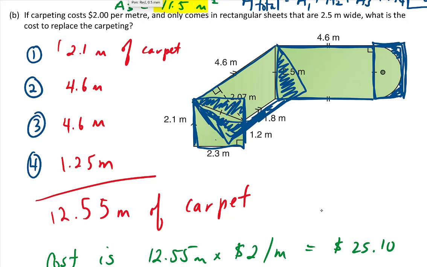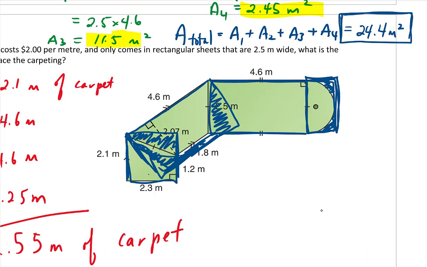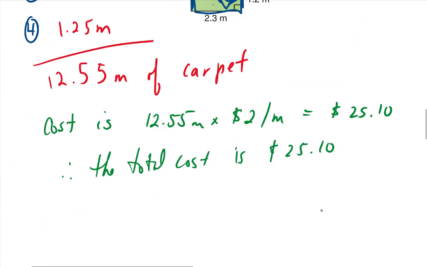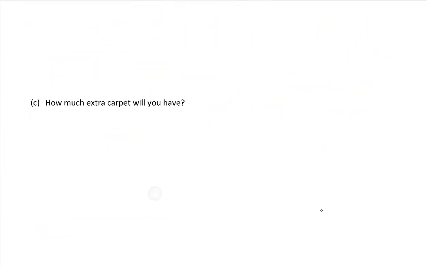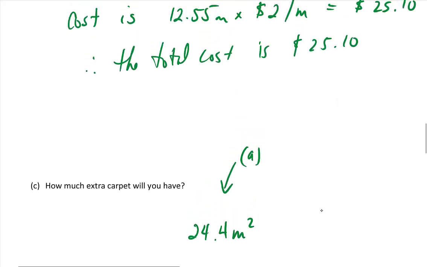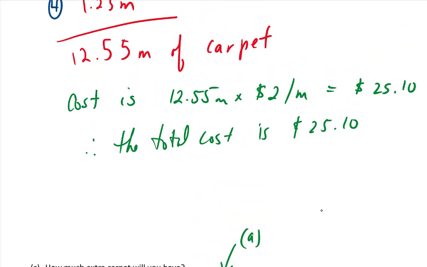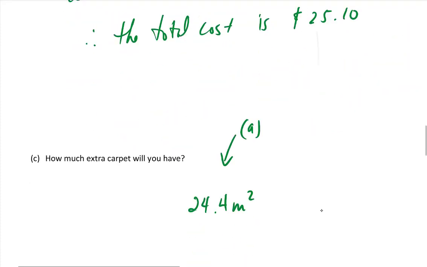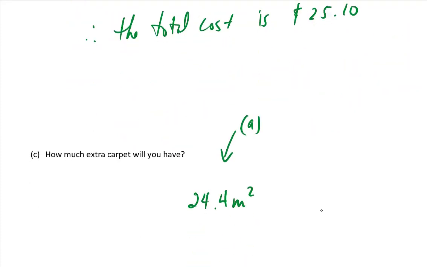So we're trying to figure out how much waste we have at the end of this. We know from part A that the total area was 24.4. So we're going to take that. So let's add that here. We had the total area as 24.4 meters squared. That's from part A. And then from part B, we needed 12.55 meters of carpet. But remember, we have 12.55 meters of carpet, but it's also 2.5 meters wide. So we need the area. This is all from part B.